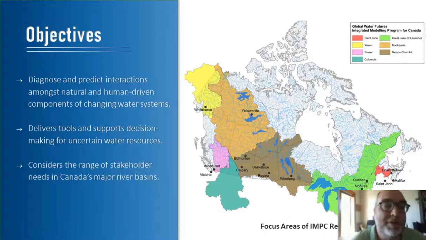Our project is pan-Canada in scope, but in the first 3 years, research focused on the Yukon River Basin, and then the Mackenzie, also the Nelson Churchill, and the Great Lakes St. Lawrence. And that will be extended into phase 2.